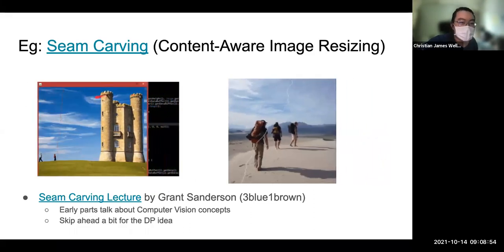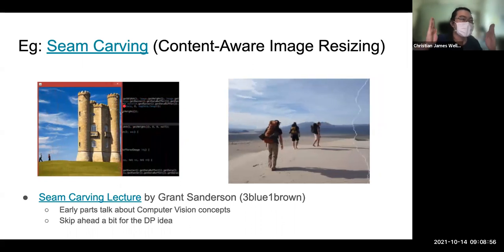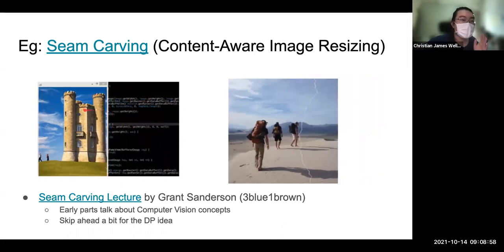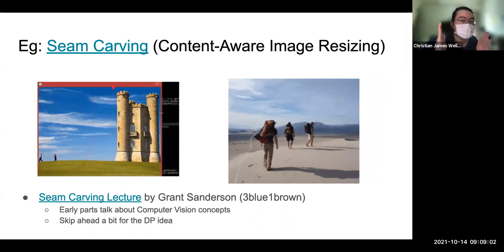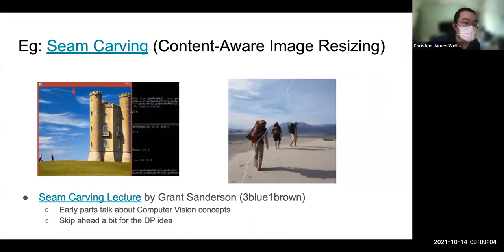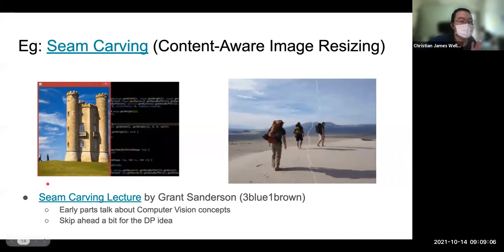So it tries to squeeze the image, but it's aware of the content. So the image, you see this castle over here doesn't get squashed, but rather they try to remove spaces, the literal empty spaces.